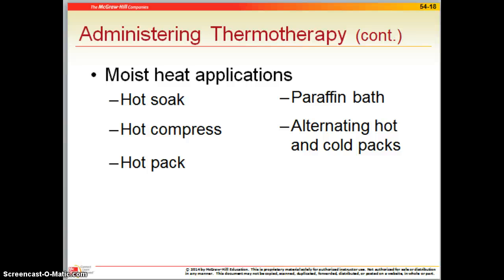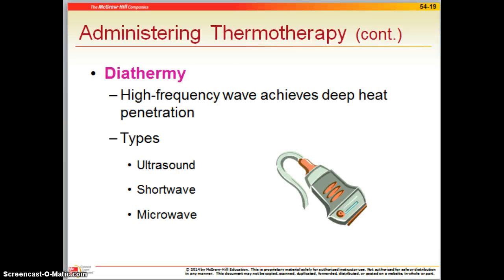We do make some moist heat applications, so these would be things like hot soaks, whirlpool tubs, hot compresses, so washcloths soaked in water. And you could potentially alternate hot and cold packs, and that would be up to the physical therapist or the doctor's discretion. Paraffin baths are sort of interesting. They are wax, so they are very similar to what you do at the beauty salon. And that does really help to create a deep heat sensation underneath the skin, but again, you need to be concerned with burning.